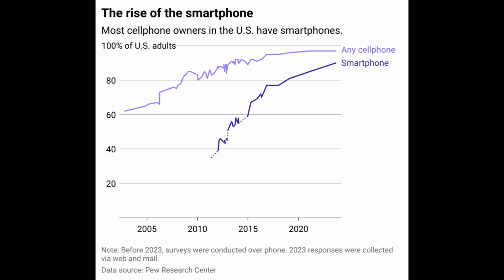In 2020, about 80% owned a smartphone and 96% owned a cell phone. In conclusion, the gap between the ownership of smartphones and cell phones is decreasing.